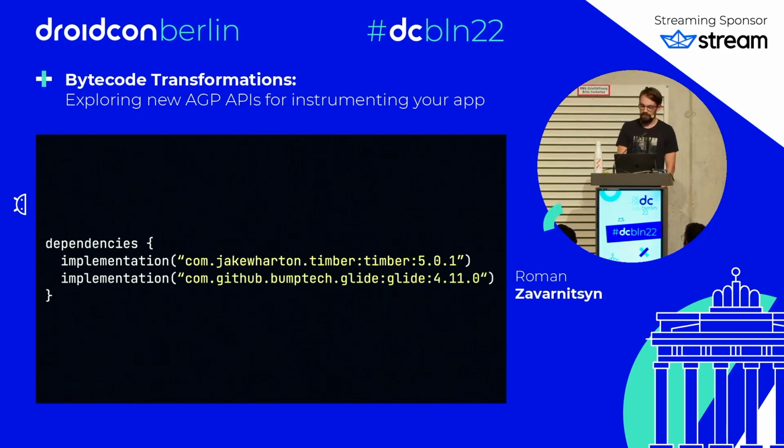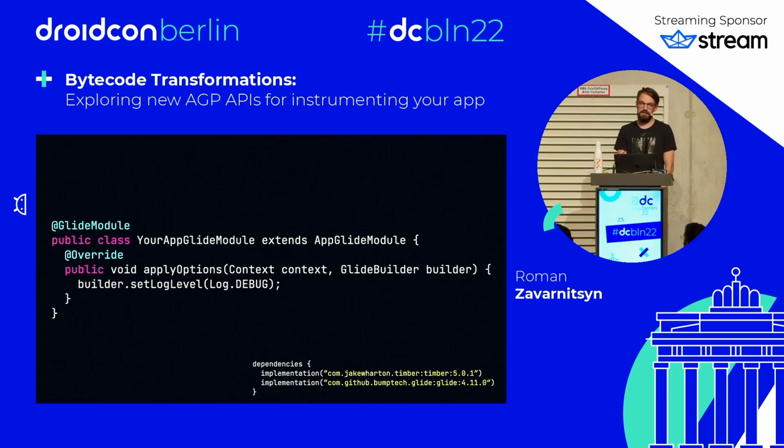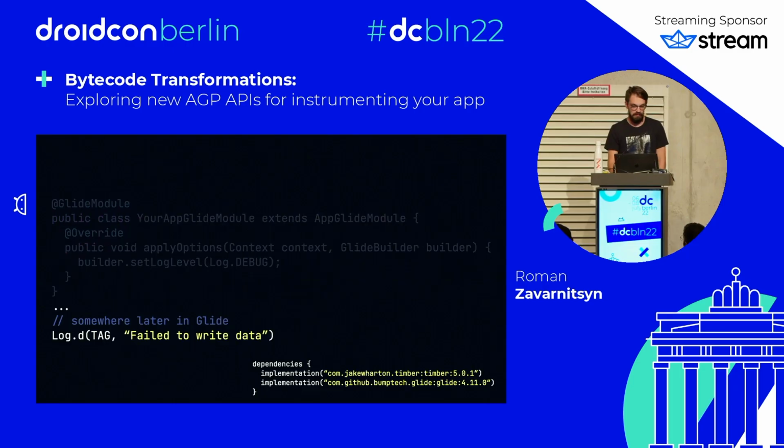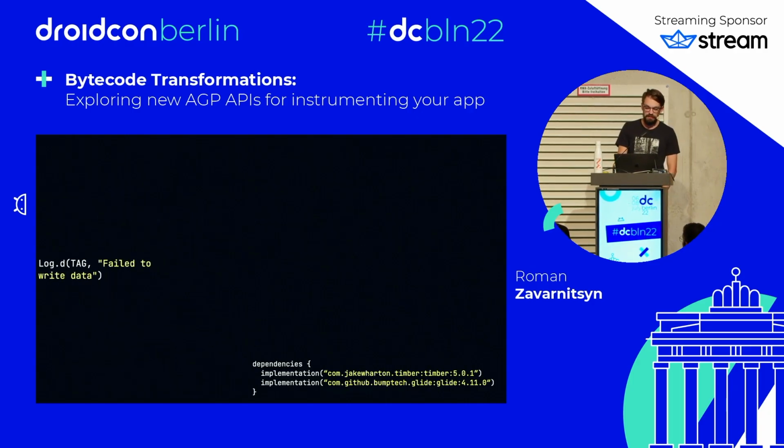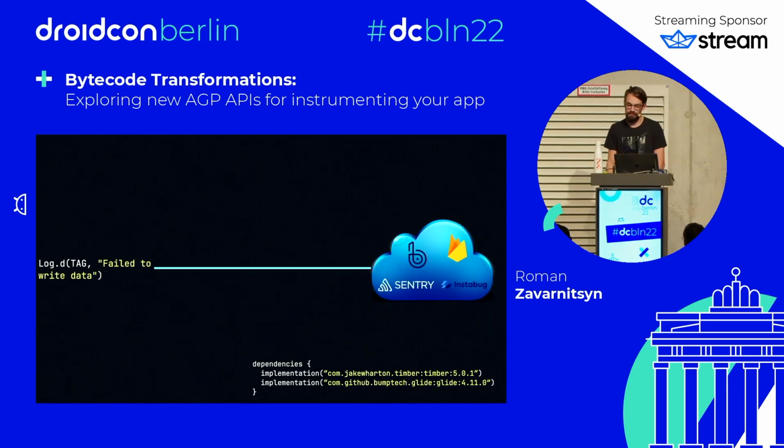Next up, let's assume we also use Glide for our sample app to load the images. Glide, in turn, uses Android logs inside, and you can specify here the minimum log level for reporting the logs. And somewhere later in Glide, they would call something like this, like log debug with some tag and some message. But what if you want this message also to end up in your very same error monitoring solution? Wouldn't this be great? I think it would help you a lot to debug issues with your image loading and stuff like that.